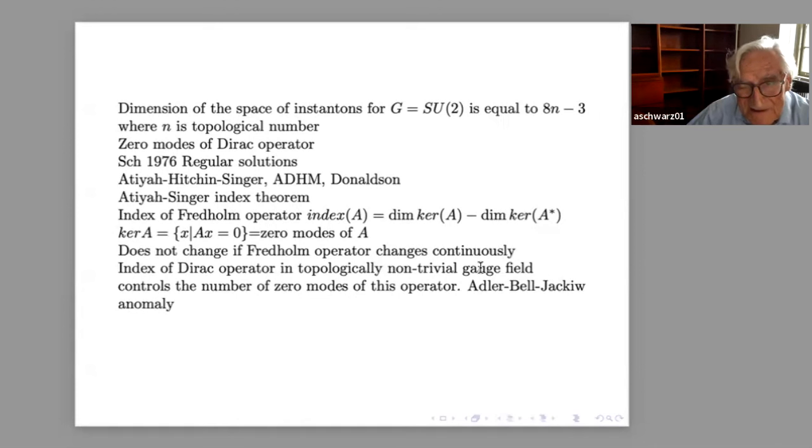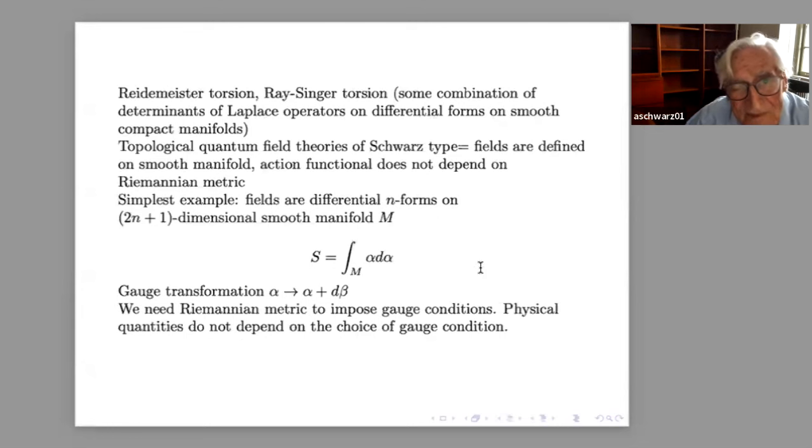This was the paper of Donaldson that gave him the Fields Medal. But now I have some time to talk about topological field theories. This series came from my attempts to understand a topological invariant, or better to say an invariant of smooth manifolds, called Atiyah-Singer torsion.